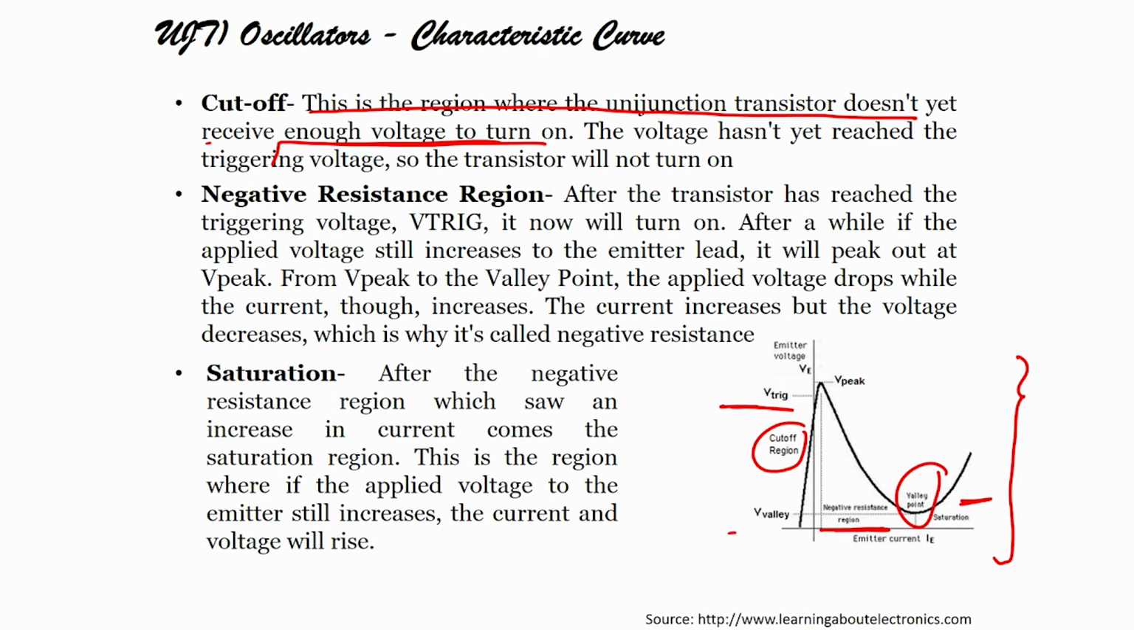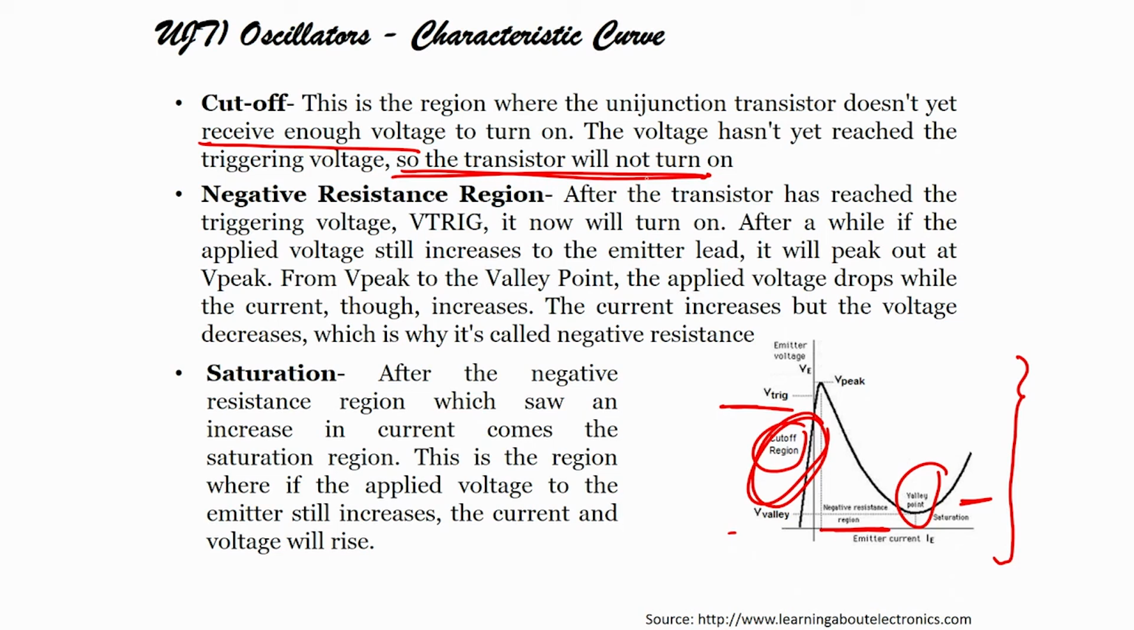Now the voltage has not yet reached the triggering voltage, so the transistor will not turn on. This is the cutoff region, which you can see here. So what is the cutoff region? This is the region where the UJT does not yet receive enough voltage to turn on, and the voltage has not reached the triggering voltage, so the transistor will not turn on.